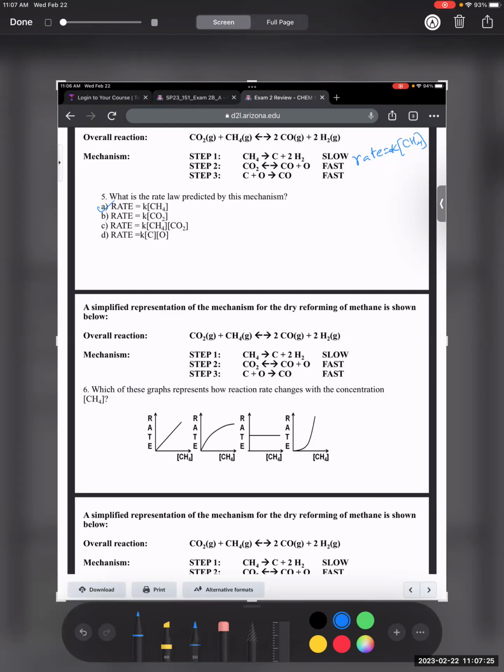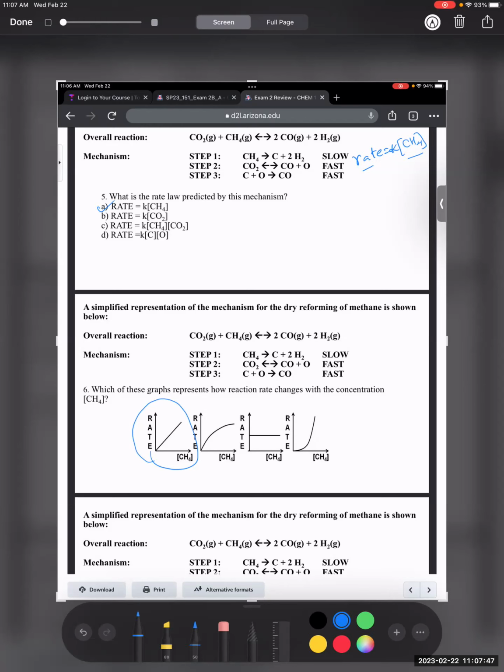Which of these graphs represent how reaction rate changes with the concentration of CH4? So rate and CH4 concentration are directly proportional to each other. When one increases, the other one increases linearly. Therefore, it looks like this is the valid answer here.